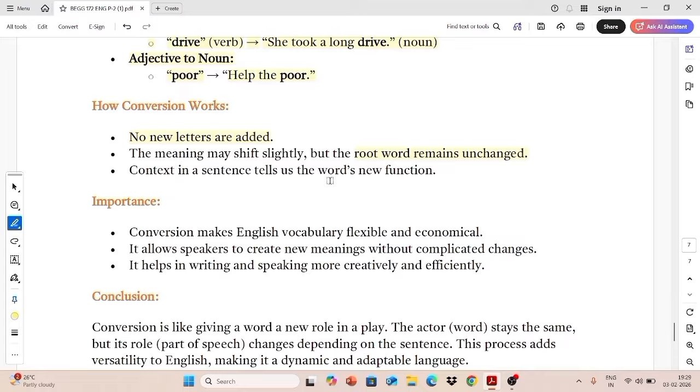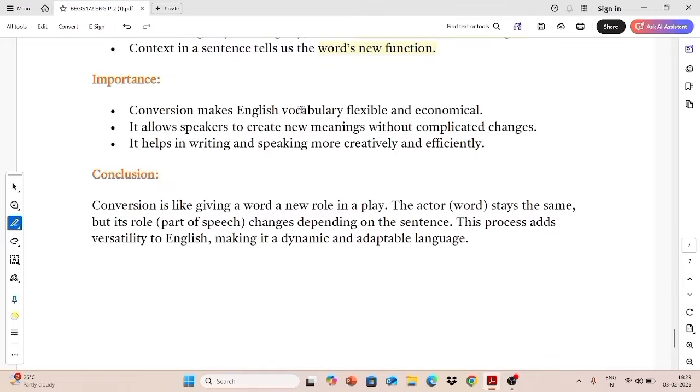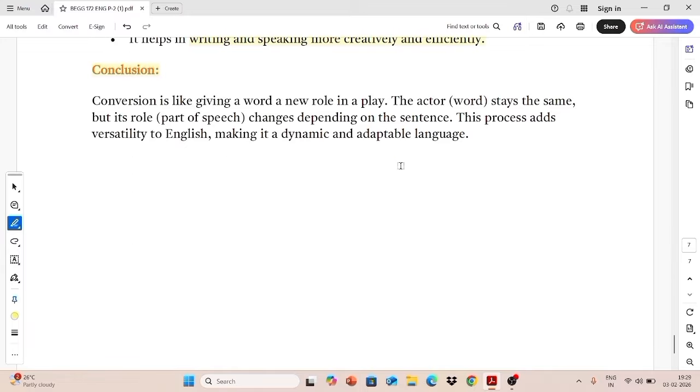Context in the sentence tells us the word's new function. Where it is being used is what tells us the context. So why is it important? Conversion makes English vocabulary flexible and economical. Economical means there is no need for us to keep on finding new words for new things. It allows speakers to create new meanings without complicated changes. It helps in writing and speaking more creatively and efficiently.